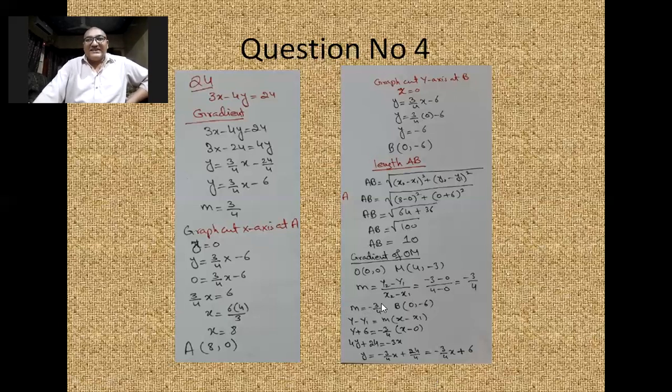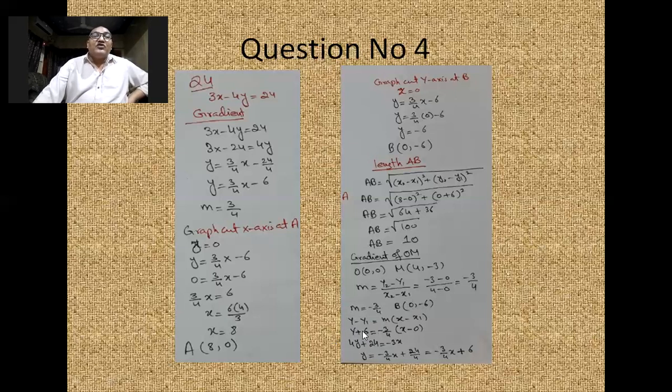The equation of this line, whose gradient is minus 3 by 4 and which passes through the point B, whose coordinates are 0, minus 6. So we will apply the formula for finding the equation, that is y minus y1 equals m bracket x minus x1. So I will substitute the values of y1, x1, and m. The y1 is minus 6. So y minus minus 6 becomes y plus 6 equals minus 3 by 4, x minus 0.